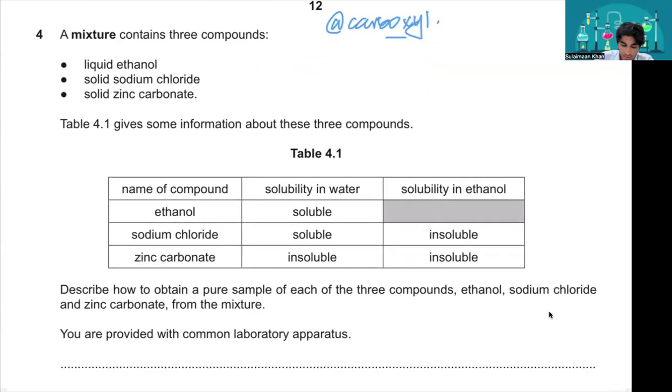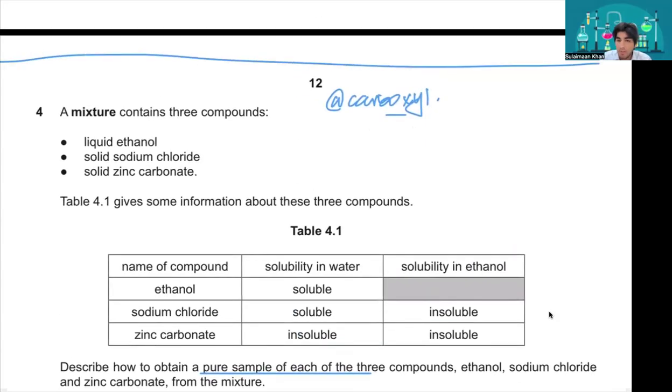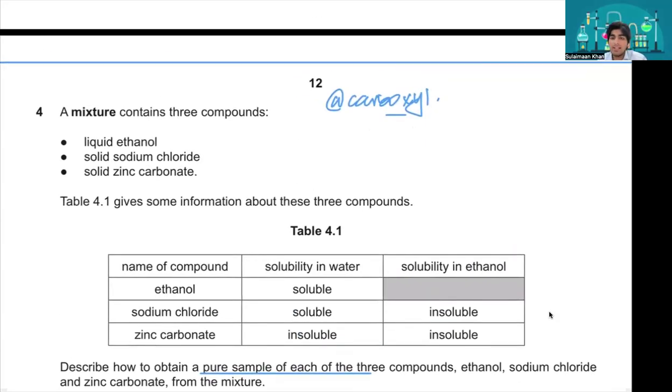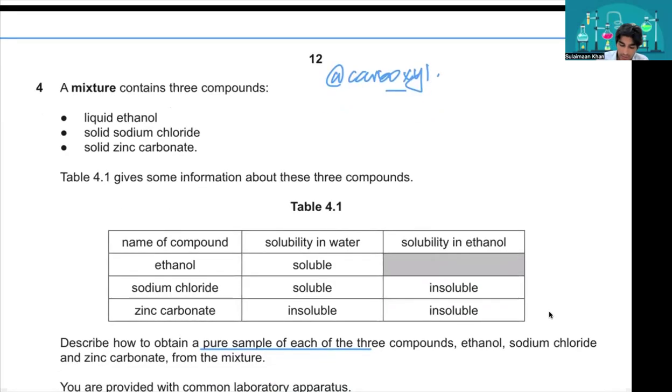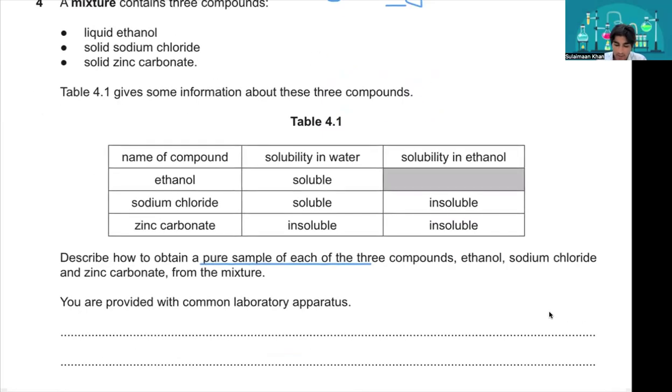Can you guys do this on your own? See, a mixture contains 3 compounds: liquid ethanol, solid sodium chloride, solid zinc carbonate. Describe how you obtain a pure sample. Now it's not a percentage by mass. The question type has changed here, but the idea is the same. You'll use solubility to your advantage, right? So how do you get all 3 compounds?